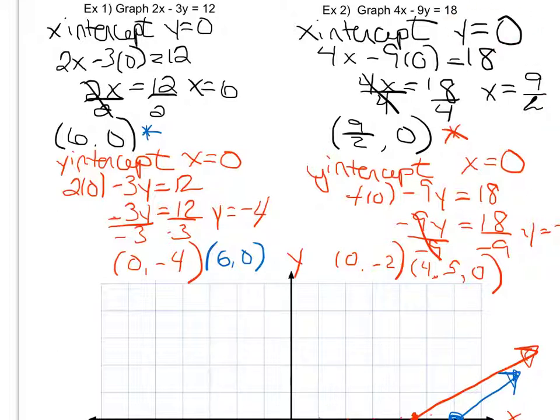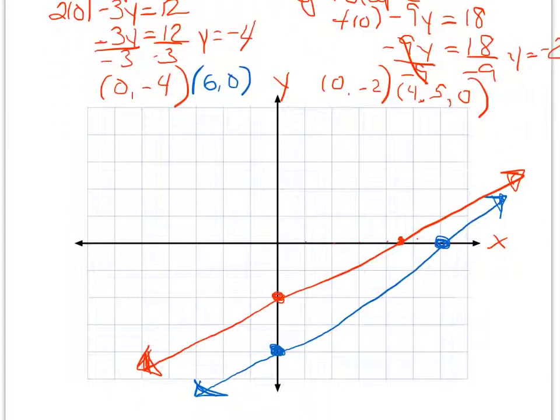Y was 4.5. Excuse me, it should have been -4.5, shouldn't it have? No, sorry, I'm looking at the wrong one. Y was -2, apologize, because x was 0. So just be careful of that. And then use those 2 points to graph.